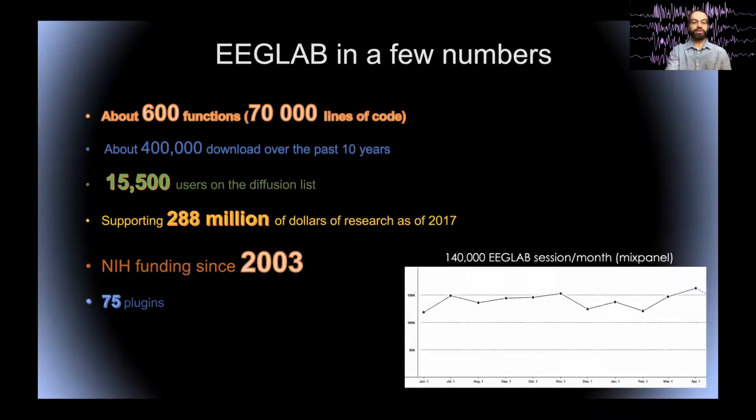We've had NIH funding since 2003 to support the continued development of EEGLAB. Here it says 75 plugins. That's an old slide. Now there's 130 plugins, so I didn't change that. Also, every time you start EEGLAB, unless you uncheck an option, it's going to ping a server called Mixpanel. So we know that approximately 140,000 EEGLAB sessions are started every month from about 10,000 unique users. And the number of sessions varies widely. Some users start 500 sessions, some users just start one. But that's to give you rough estimates of how many people use it in the real world.